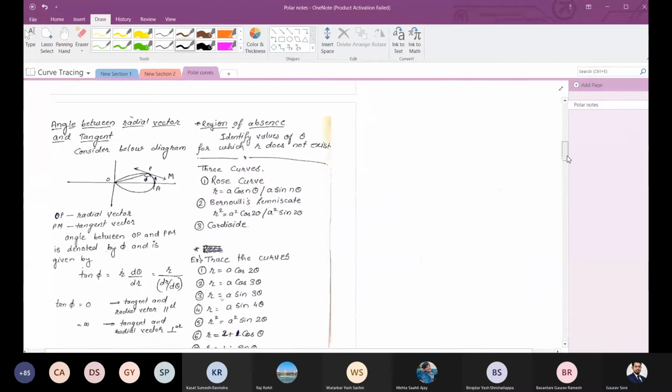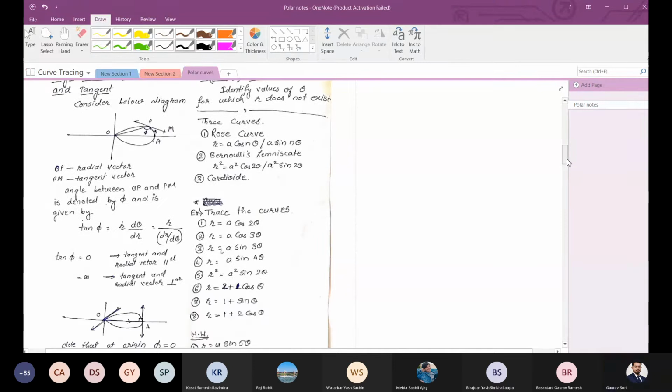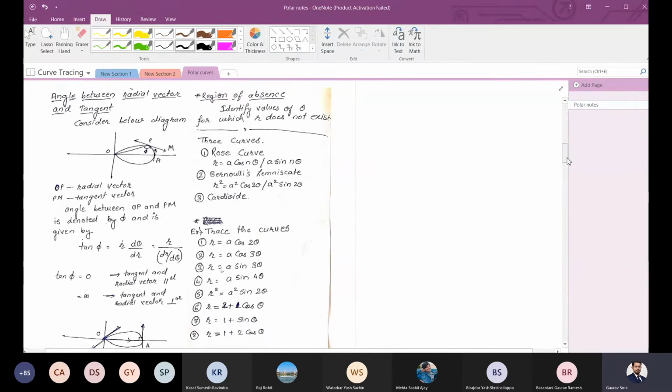Fine. The next one is a very important point. This will give you a total idea of how a polar coordinate system works: the angle between the radial vector and the tangent. I'll draw this diagram once again to help you understand better.